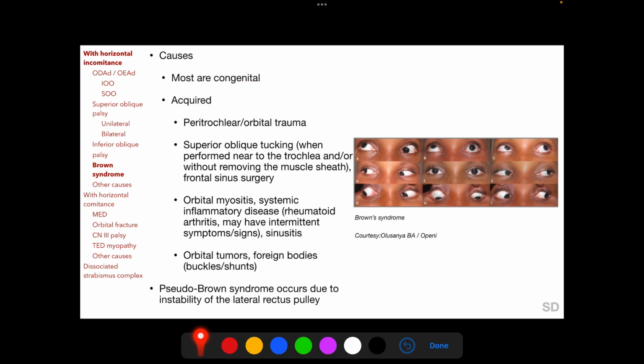Acquired Brown syndrome can be due to peritrochlear or orbital trauma, iatrogenic following frontal sinus surgery, or superior oblique tucking which tightens the superior oblique muscle, post-inflammatory following orbital myositis, systemic inflammatory disease such as rheumatoid arthritis and sinusitis. In post-inflammatory etiology, the signs and symptoms can be intermittent, and space-occupying lesions such as orbital tumors and foreign bodies, including buckles and shunts.